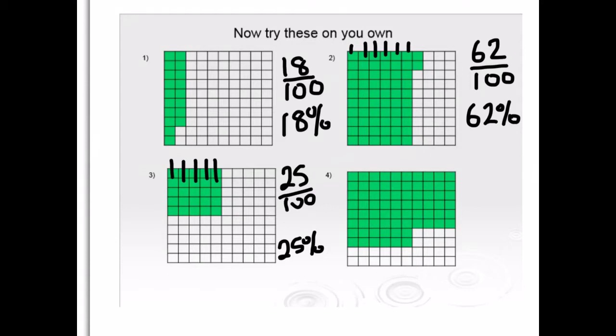25%. And our last one, again, we can count in tens first. So 10, 20, 30, 40, 50, 60. And then we've got some 2s. 62, 4, 6, 8, 10, 70, 72 out of 100, giving us our answer of 72%.